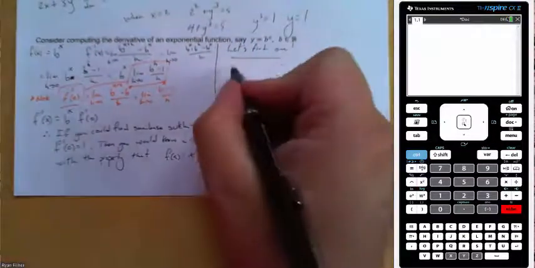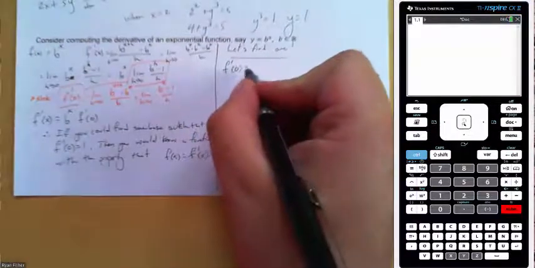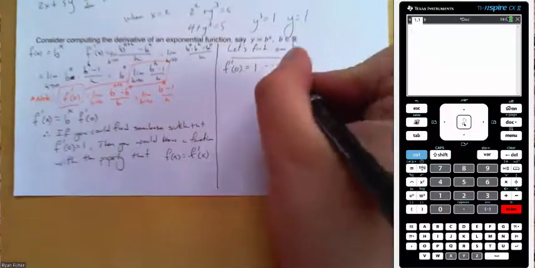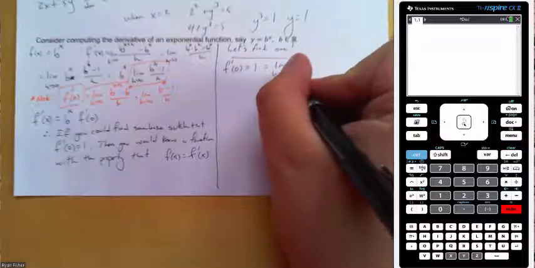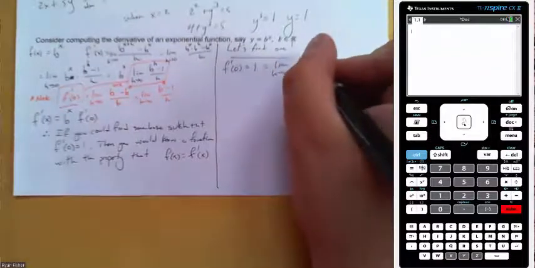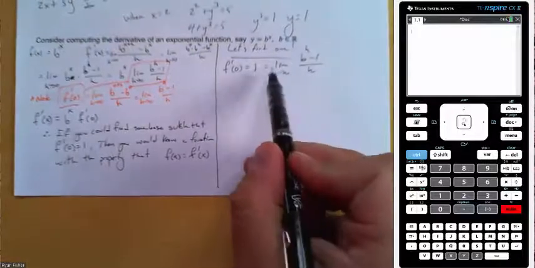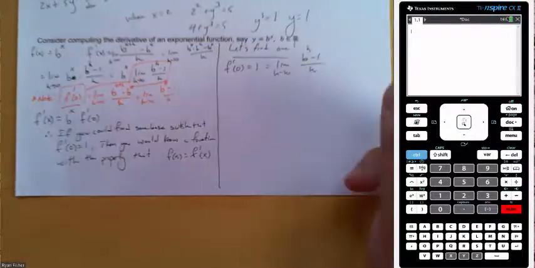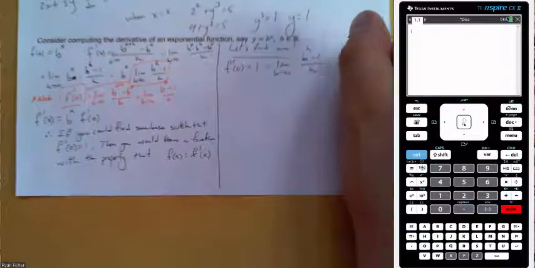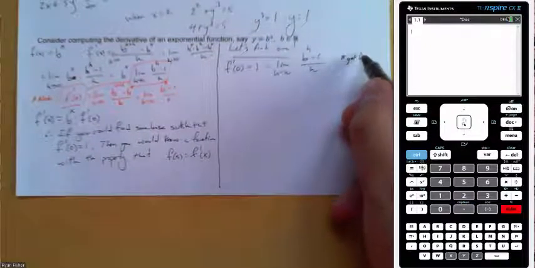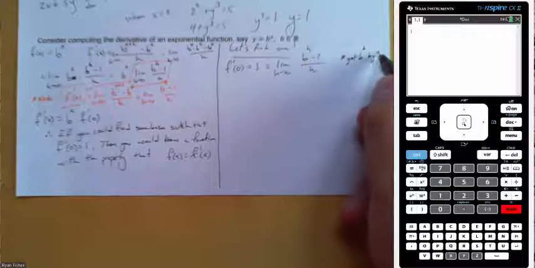So what does that mean? We need the derivative of this crazy function to be 1, which means we need the limit as h tends to 0 of this base to the h power minus 1 over h to be 1. We need this statement to be true. So I'm going to start by doing a little bit of algebra. I'm going to get b to the h by itself.